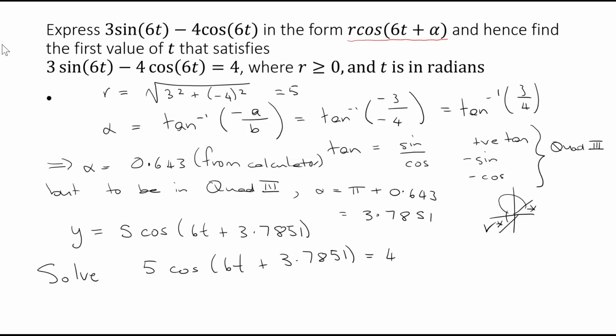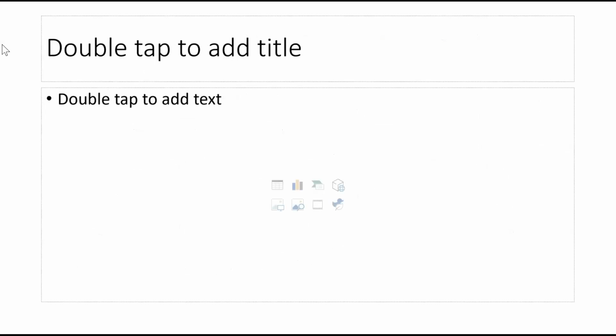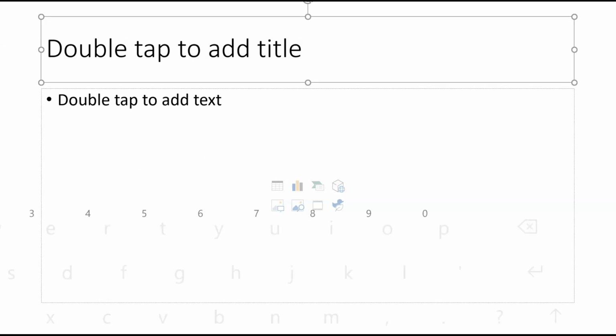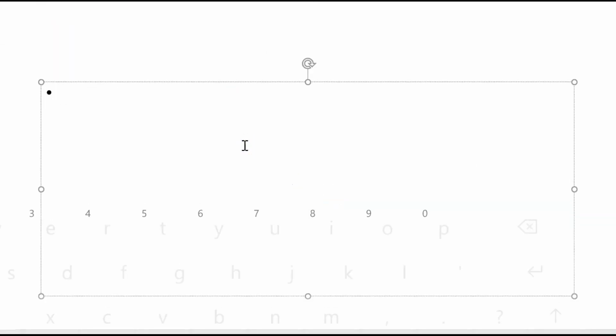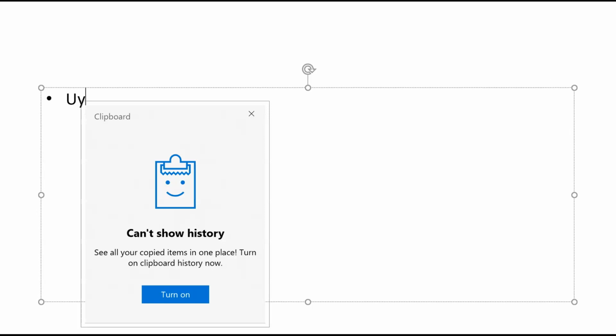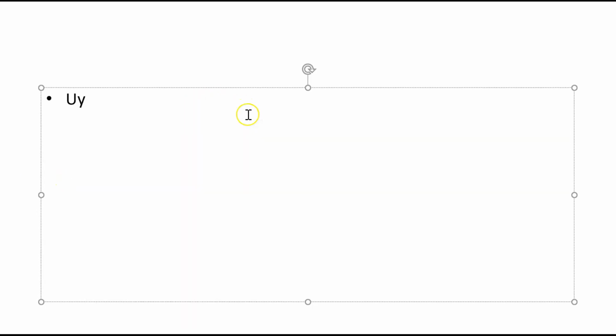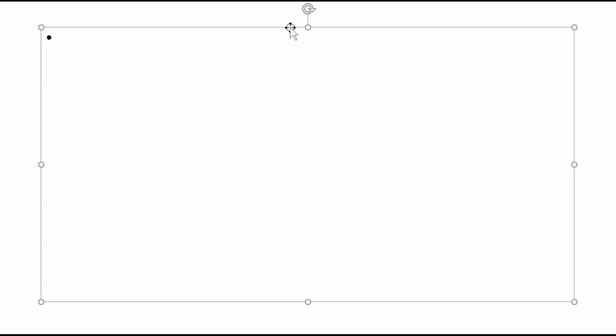equals 4. So more space on the next slide. I do not know why we've got all those numbers there. Now they've gone. Okay. Right, just make some more space.